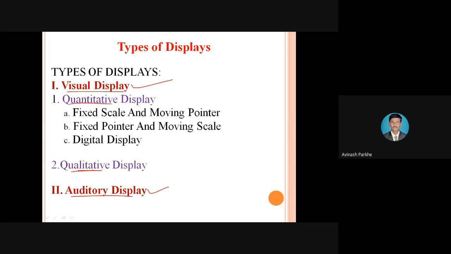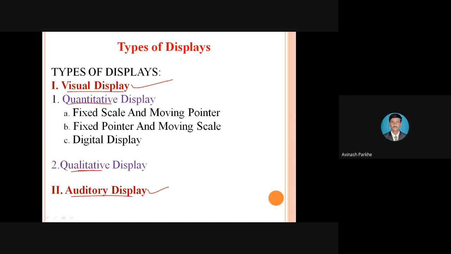What is meant by quality? In some displays, you will not get the output in the form of quantity. Maybe you will get different types of graphs. Sometimes the graph increases, decreases, again increases, again decreases. That means here you will get the information in the form of quality. Sometimes the output can be represented in the form of different types of diagrams.